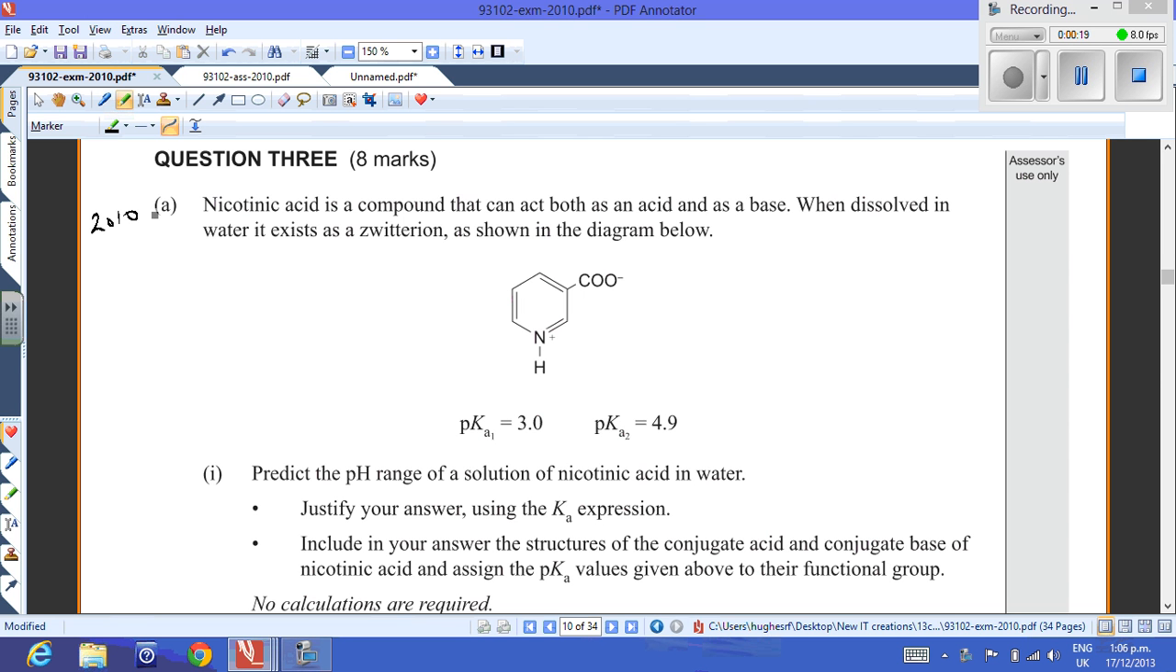Now, Zwitterions, I thought I had an idea of what they were about just from my university chemistry, which was quite a long time ago. So I had to do a bit of background research to fully understand this question.